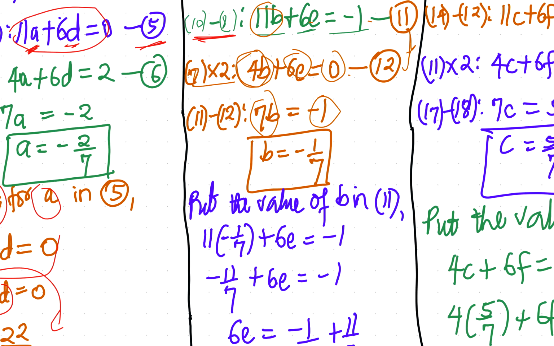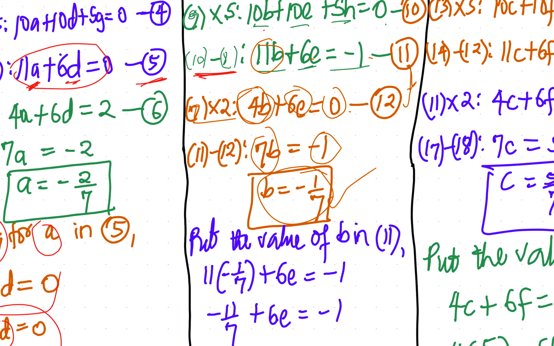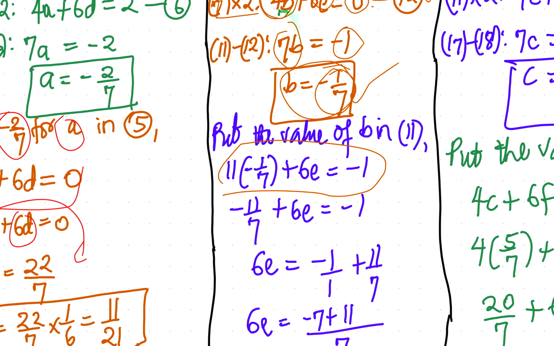So the next thing is we put this value of b in 11. That seems to be the easier one in this case. So I have 11b plus 6e equals minus 1, this expression. So that's 11 into minus 1 over 7 plus 6 times e equals minus 1. So with this, we have 11 times minus 1 over 7, that's minus 11 over 7 plus 6e equals minus 1.